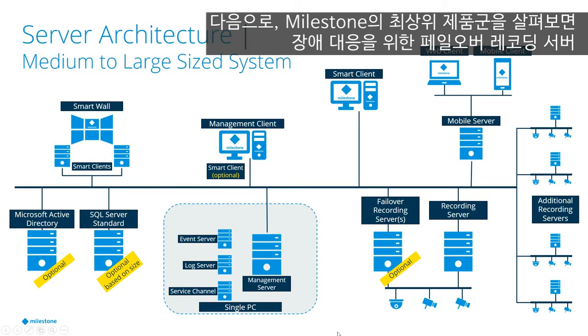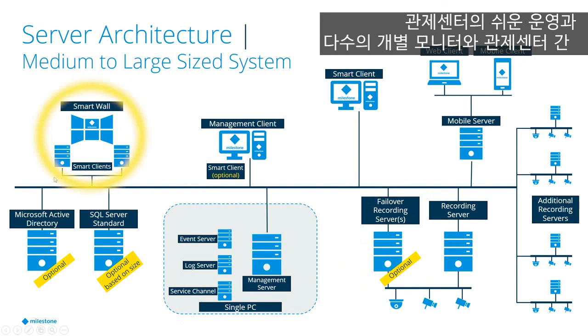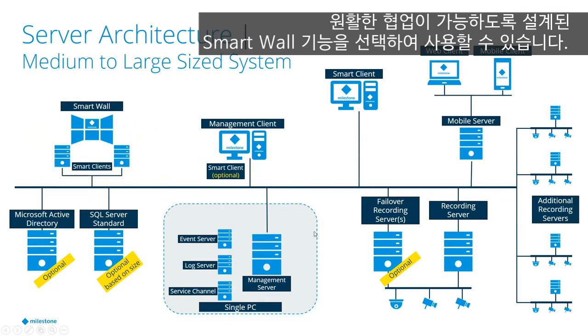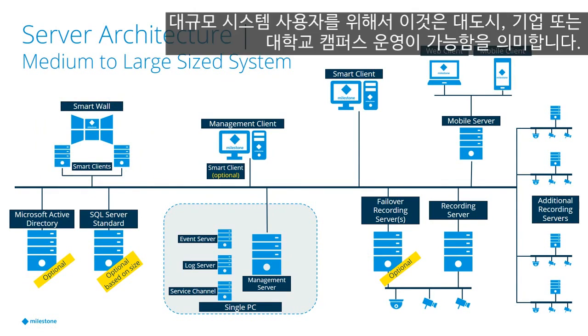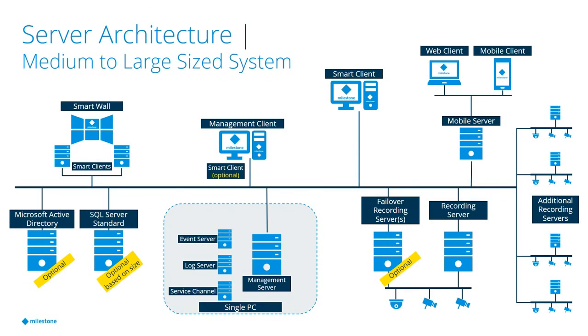Next, as we approach the functionality found in our most advanced software versions, we have the option for failover recording servers, as well as SmartWall functionality, which is designed to make running video command centers easy, allowing multiple individuals to collaborate seamlessly with a bank of wall-mounted monitors. For most larger users, this represents a system capable of running a large city, corporation, or college campus.